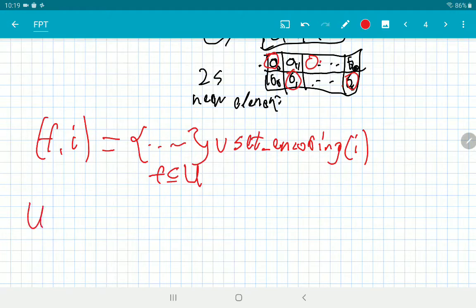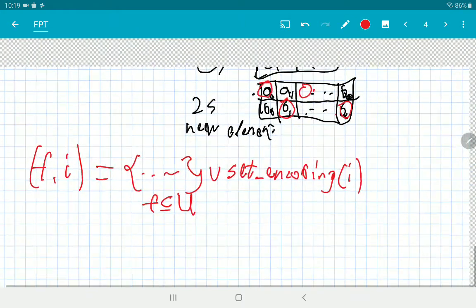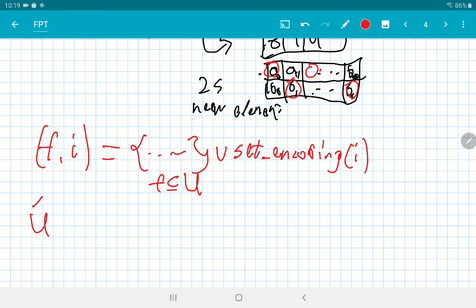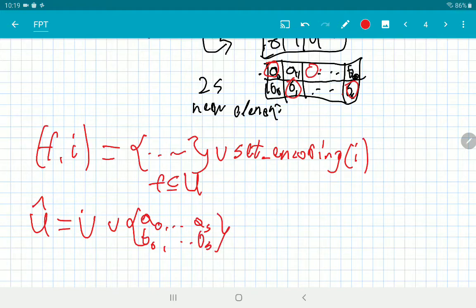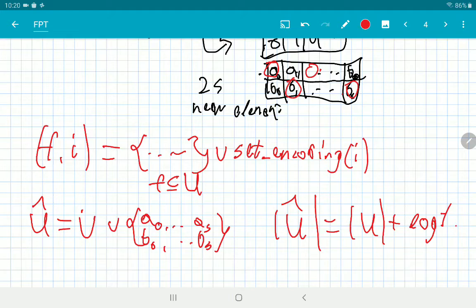Notice that we do it for all the sets in all the i. So we are going to get a new instance. U hat is going to be U union with these bits, A_0 to A_s and B_0 to B_s. So the size of U hat is going to be the size of U plus log of t. To remind you, if you go through the definitions, the cross composition allowed you to be polynomial in the maximum size of the input plus logarithm in the number of instances. So we are using it here.